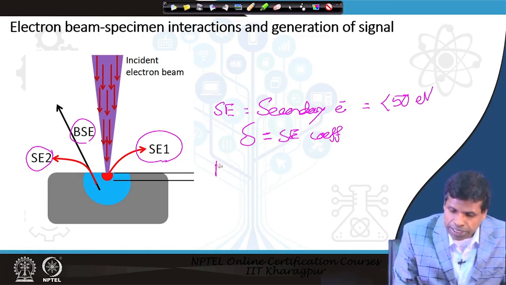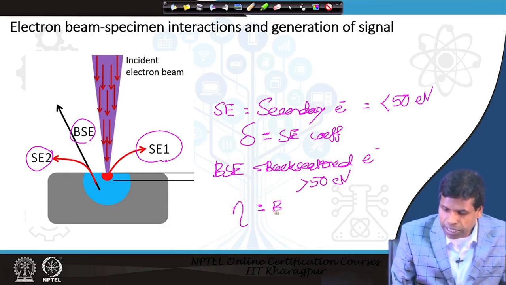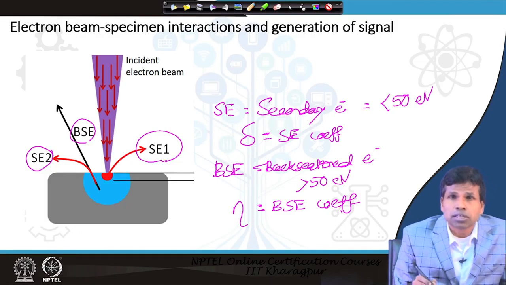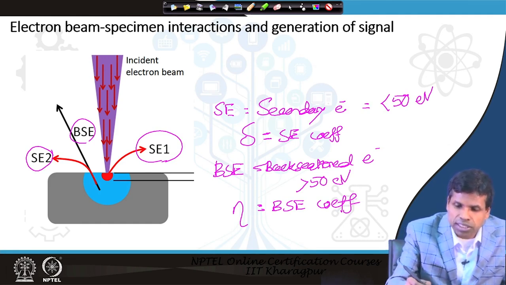Similarly, we have backscattered electrons, which have energy greater than 50 electron volts, and we designate them with the symbol eta for the backscattered electron coefficient. As we see, the yield of secondary electrons and backscattered electrons changes by a large factor when the parameters of the electron microscope change or the material is changed. All these things play important roles for the yield of secondary electrons and backscattered electrons.